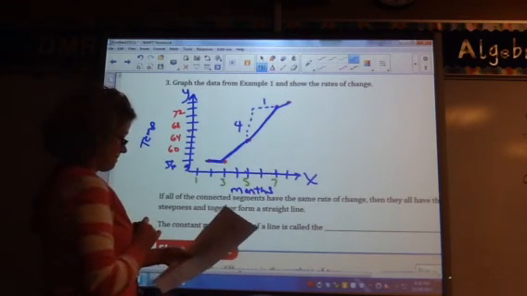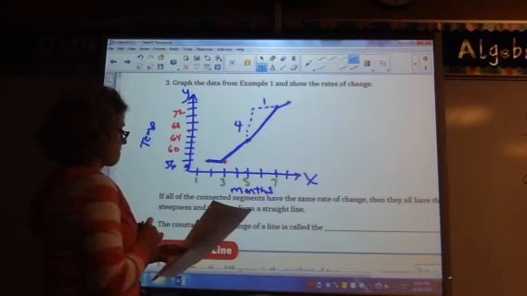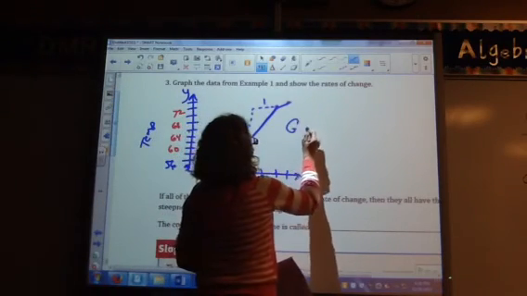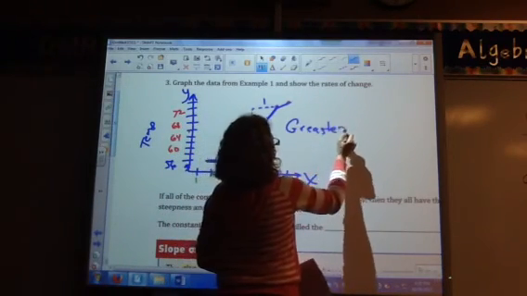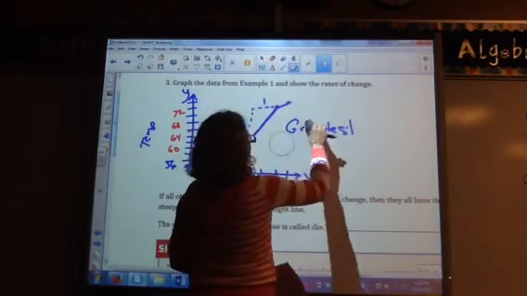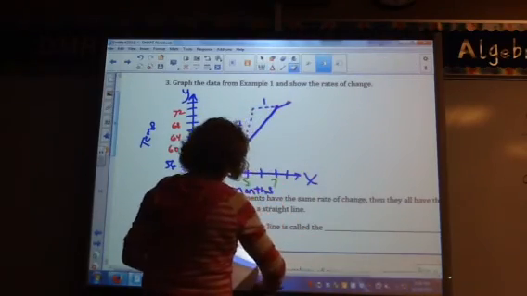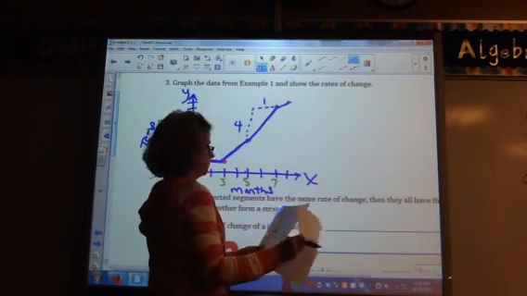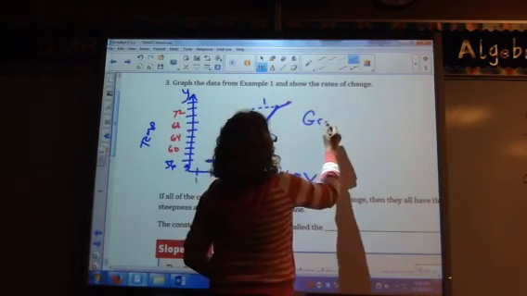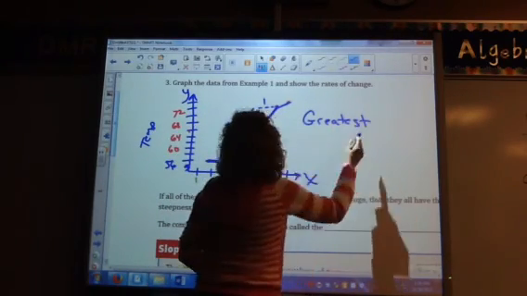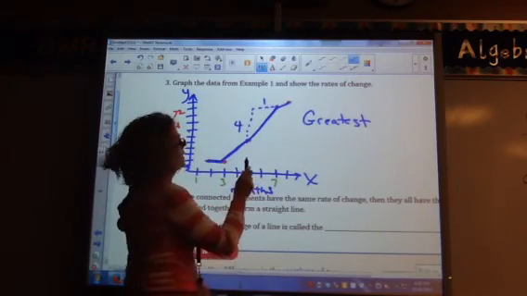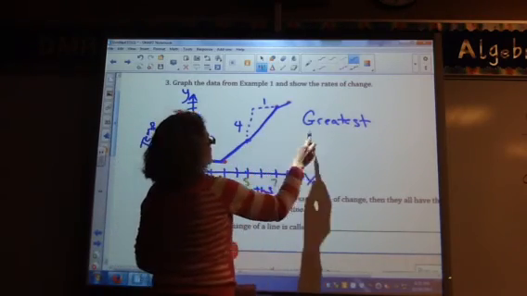Okay? So your greatest rate, well, let's see if I can spell great right. Your greatest rate, by looking at a graph, class, is by looking at the line that is the steepest.